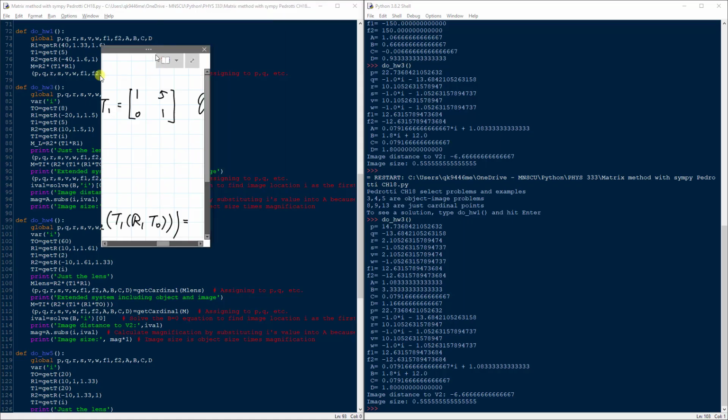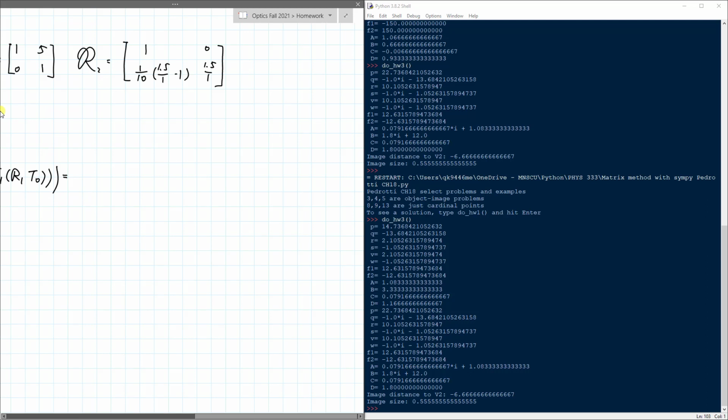Okay, so let's write that down. A here is 0.0792 I plus 1.08. And B is 1.8 I plus 12. And C is 0.0792, and D is 1.8.